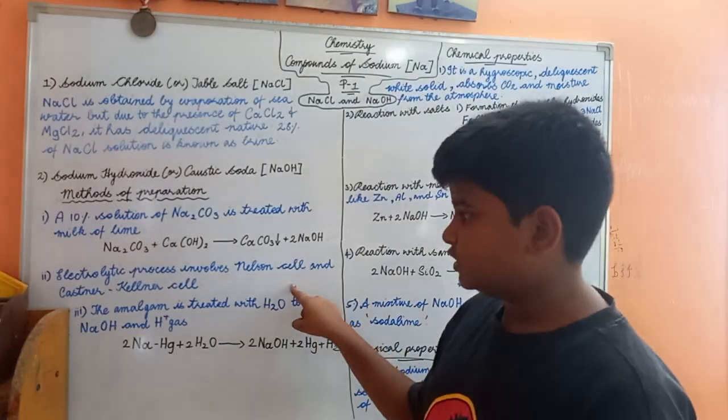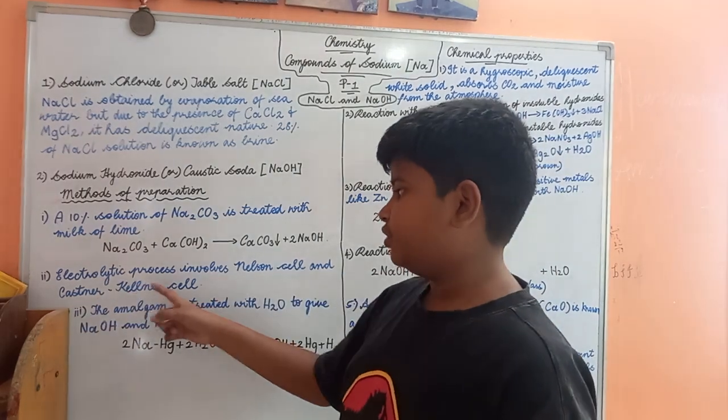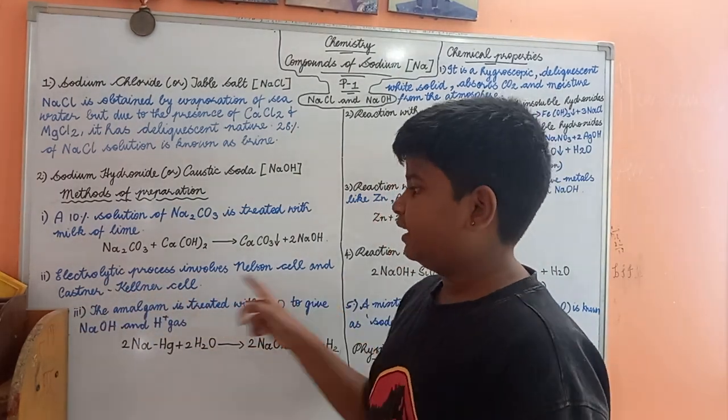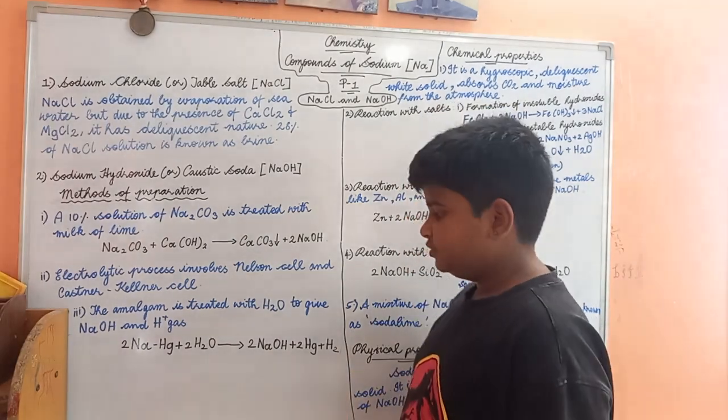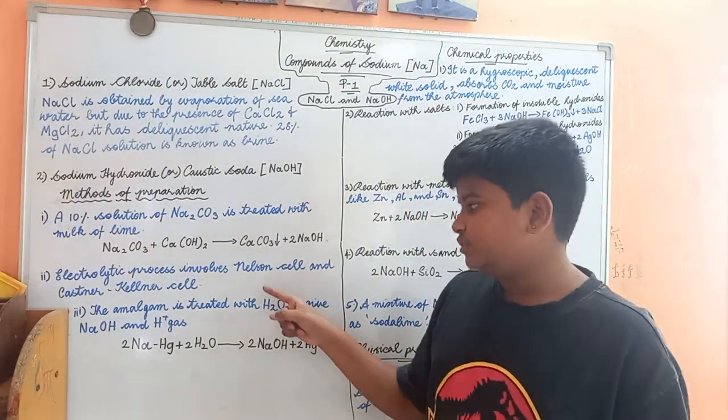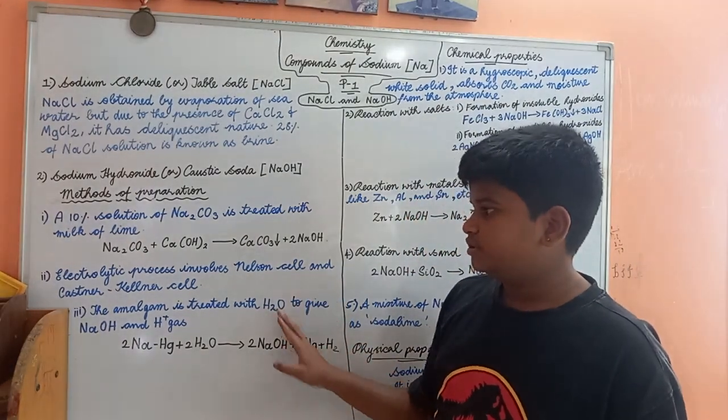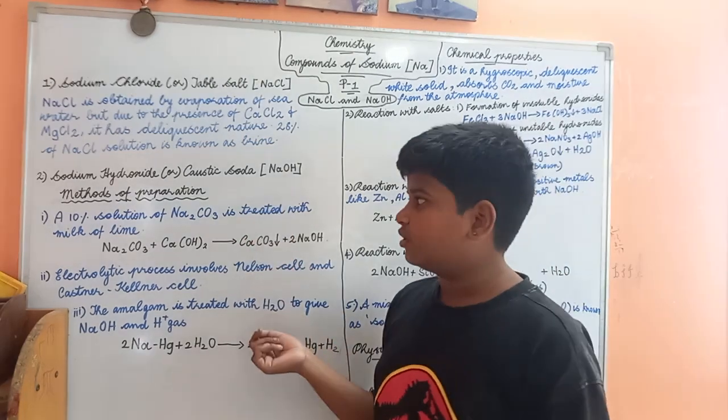Now we'll be looking at electrolysis. The electrolytic process involves the Nelson cell and Castner-Kellner cell. These 2 cells are huge. They give a lot of importance to these 2 cells, which are for the preparation of sodium hydroxide or caustic soda.